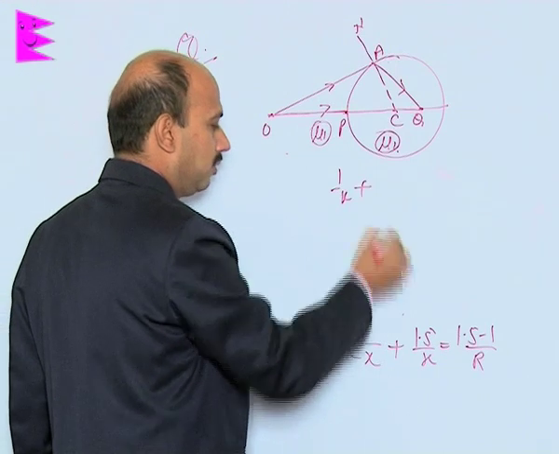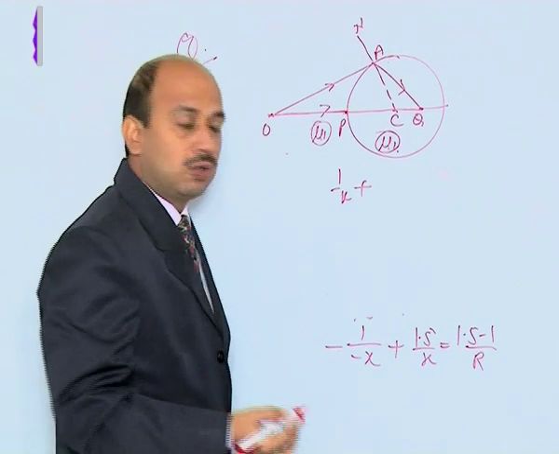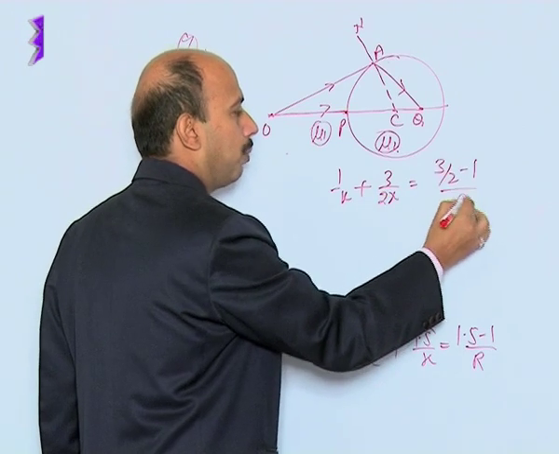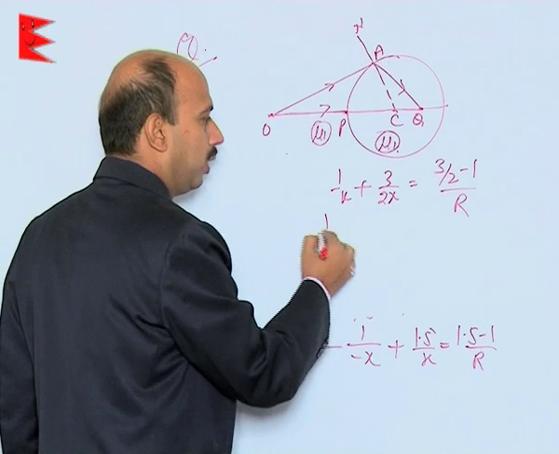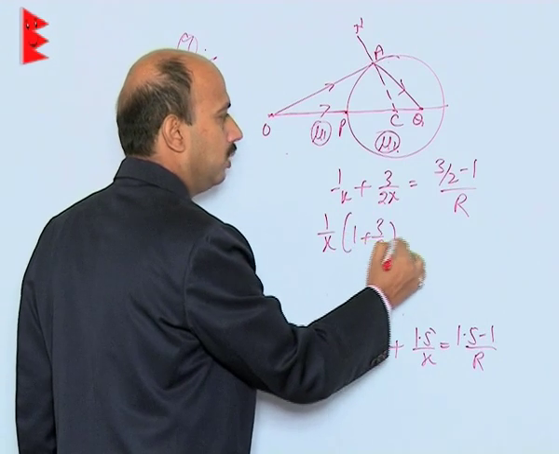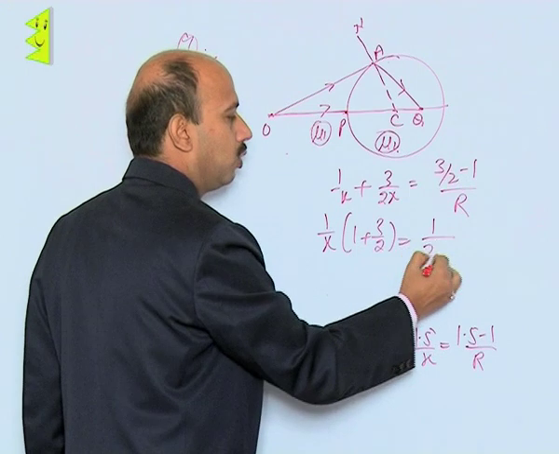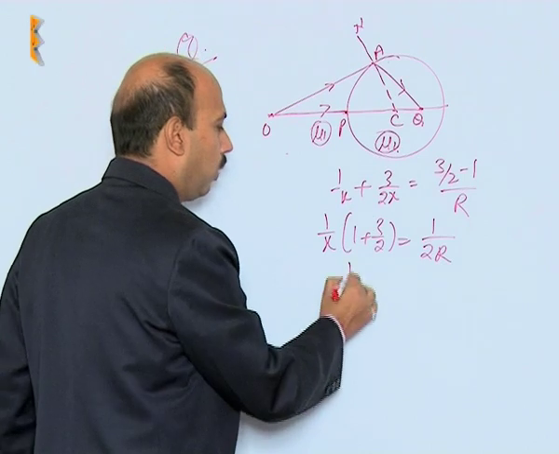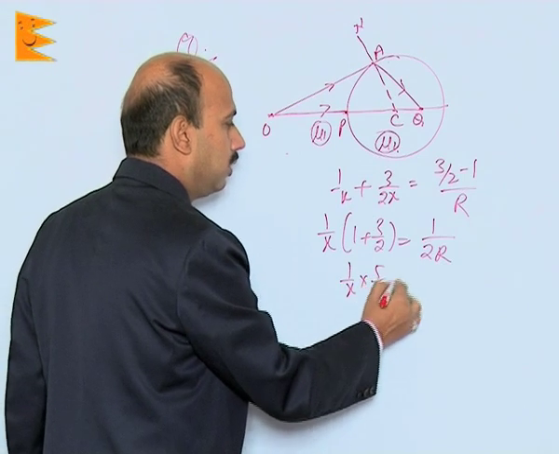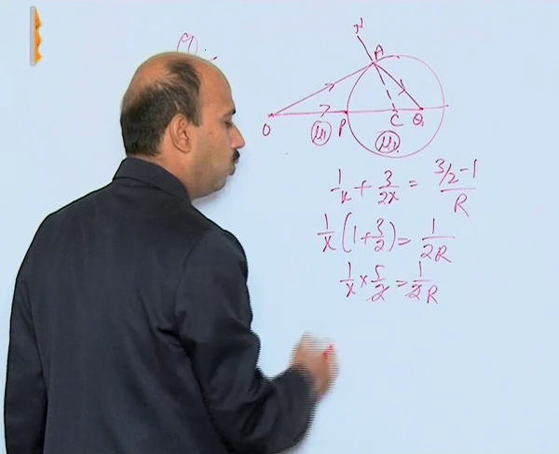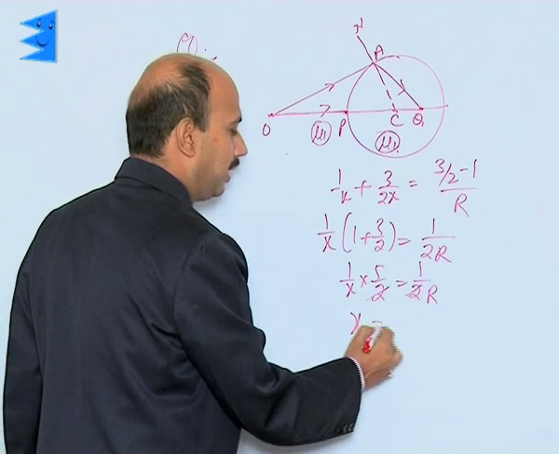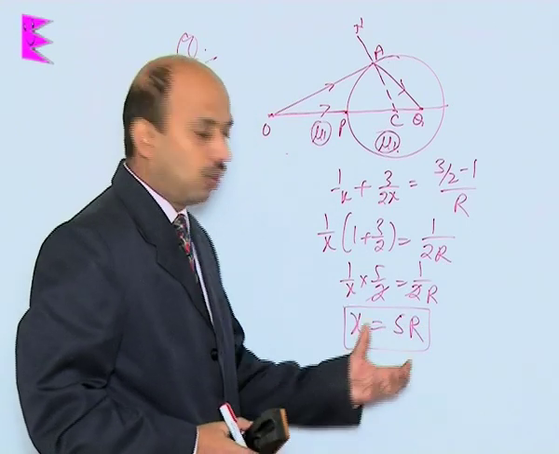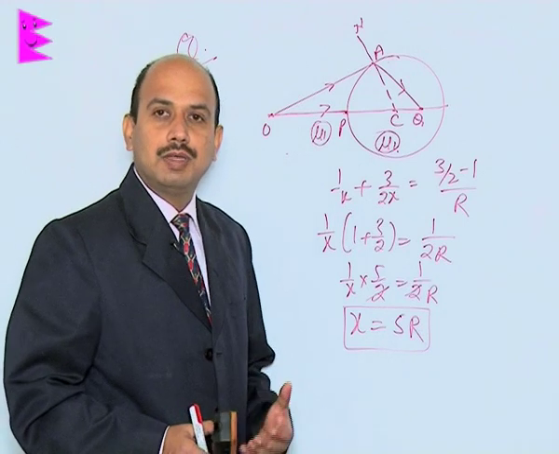1 upon x plus 1.5 can be written as 3 by 2. So, we can write 3 by 2x is equal to 3 by 2 minus 1 upon r. So, we can take 1 upon x common here. So, 1 plus 3 by 2 is equal to 1 upon 2r on solving this, and now we can write 1 upon x into 5 by 2 is equal to 1 upon 2r, this 2 will get cancelled. So, we will be getting x is equal to 5 times the radius of curvature. So, here x or the object distance is coming 5 times the radius of curvature.